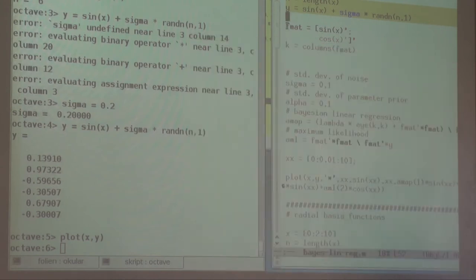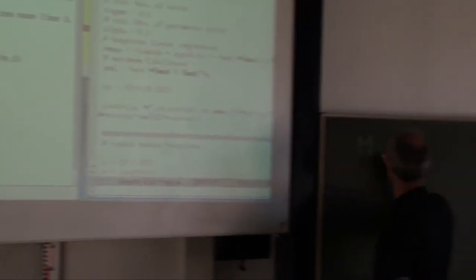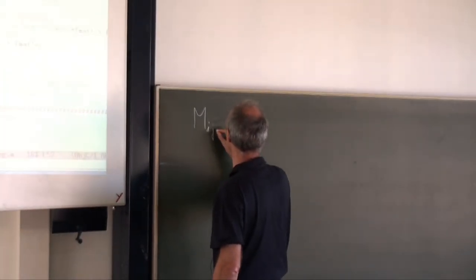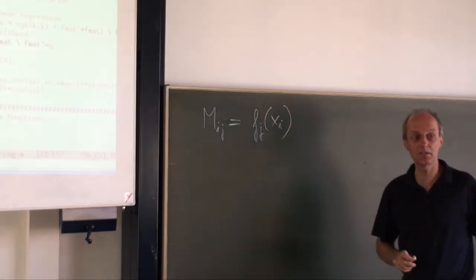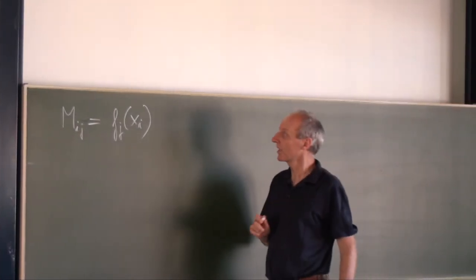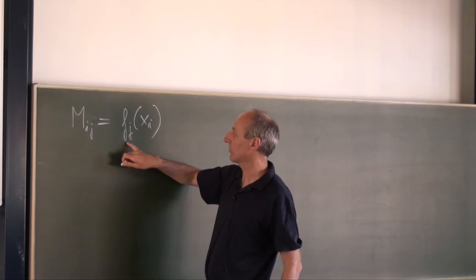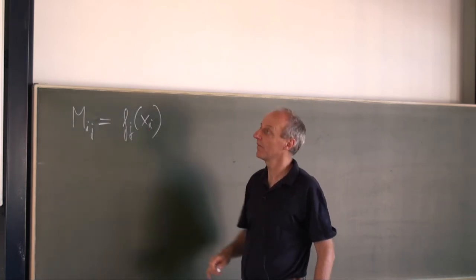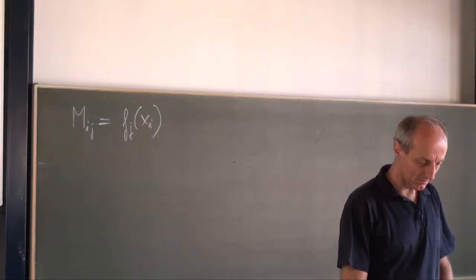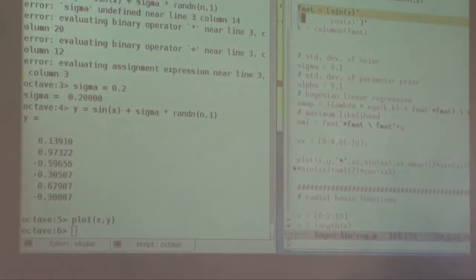And now what we need is this matrix containing all the function values. So that's the matrix we called M, and Mij is equal to Fj of Xi. So this is this rectangular matrix containing the function values of all basis functions applied to all input points. And we can produce it like that.